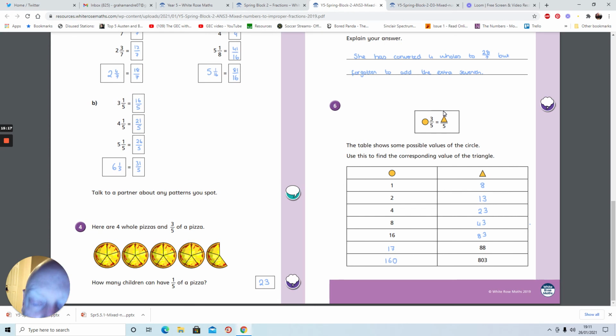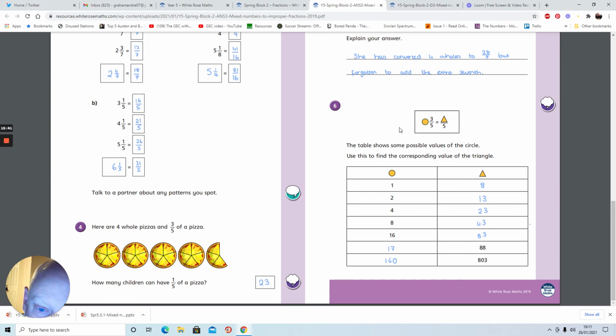And then lastly, number 6. This looks quite tricky, doesn't it? So this table shows some possible values of the circle. Use this to find a corresponding value of the triangle. So basically you go through, so the circle, this is the value of the circle each time, this is the value of the triangle. Okay, so the value of the triangle is 1 and 3/5.